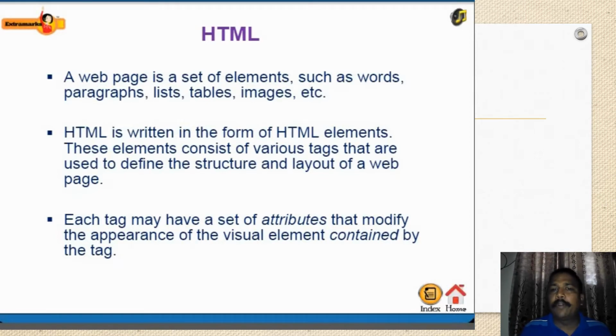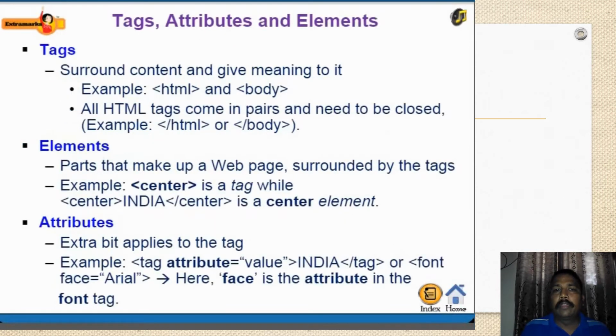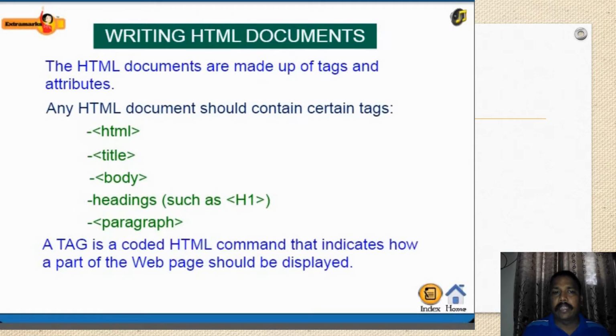HTML is written in the form of HTML elements. Each tag has a set of attributes. In our next topic, we are going to learn about attributes. The tags surround contents and give meaning to them. Tags are the commands in HTML, and the elements are the parts that mark up the web page. Attributes are an extra bit that applies to a tag. Now, writing an HTML document. HTML documents are made up of tags and attributes.